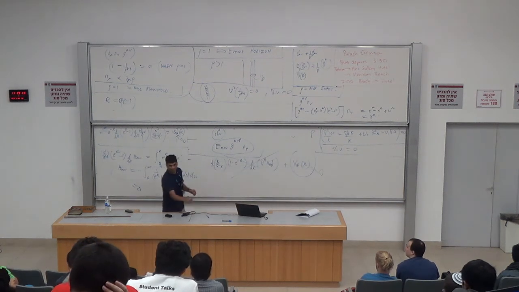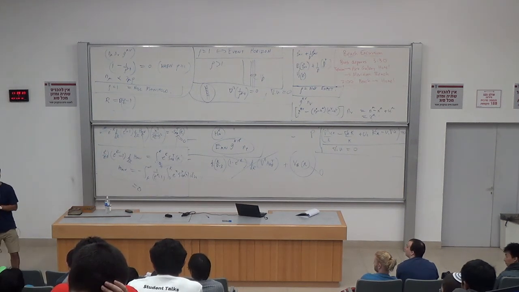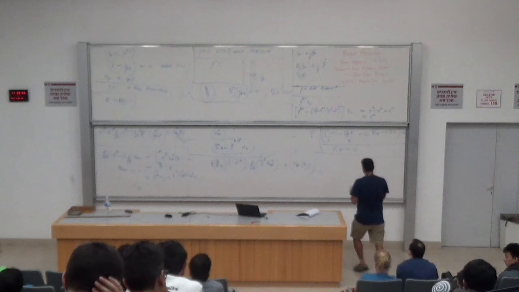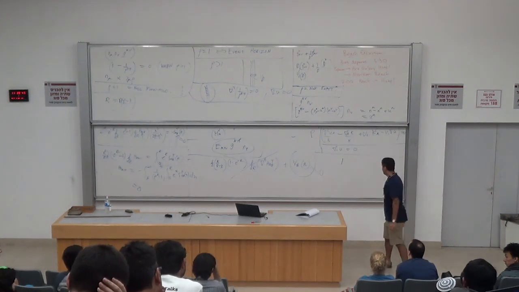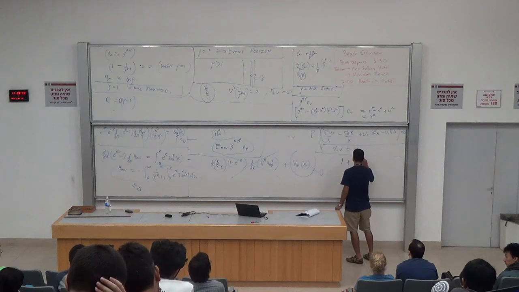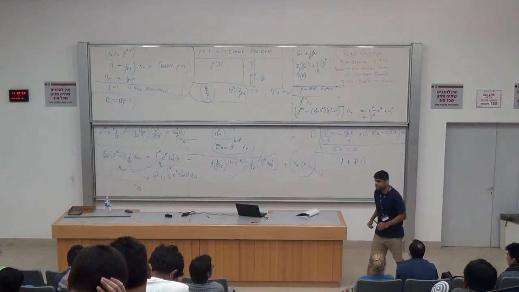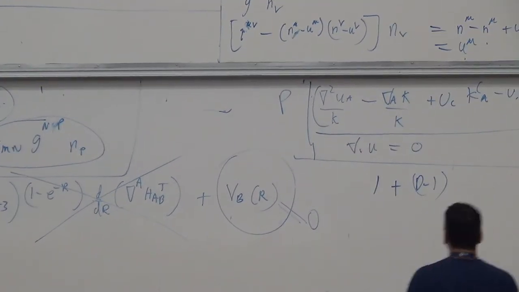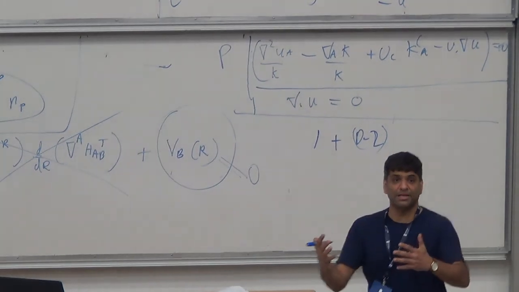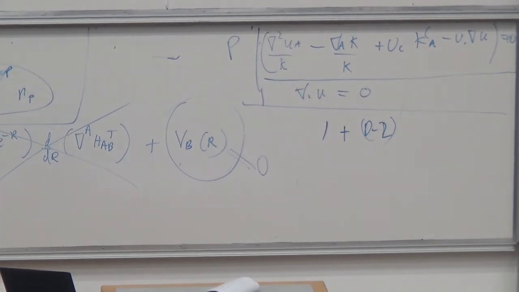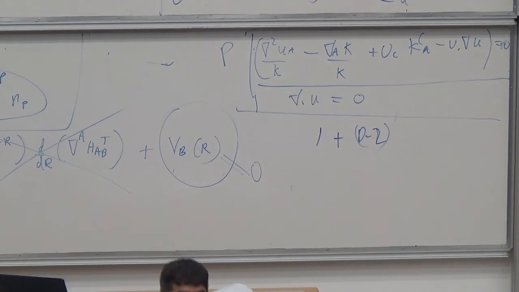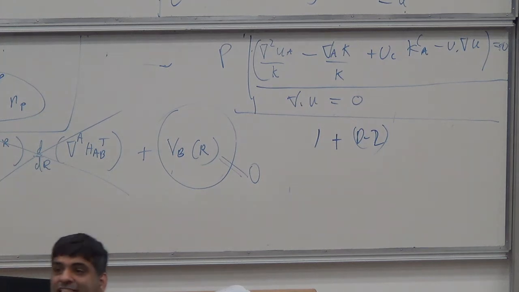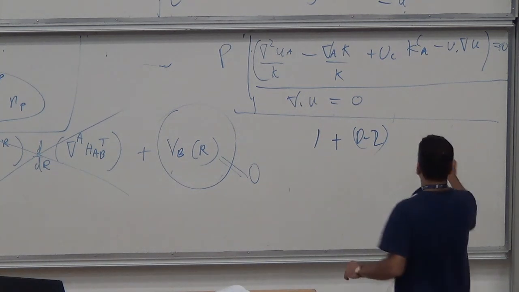Now, let's do some counting. How many variables do we have? I'm going to count functions of d minus 1 variables. The shape of the membrane is one function of d minus 1 variables. The velocity field is d minus 2 functions of d minus 1 variables. You might have thought it was d minus 1 because it's a vector index, but u squared is minus 1. That means it's actually d minus 2 functions of d minus 1 variables. Remember that the submanifold is d minus 1 dimensional. So the total number of functions in our problem was equal to d minus 1.